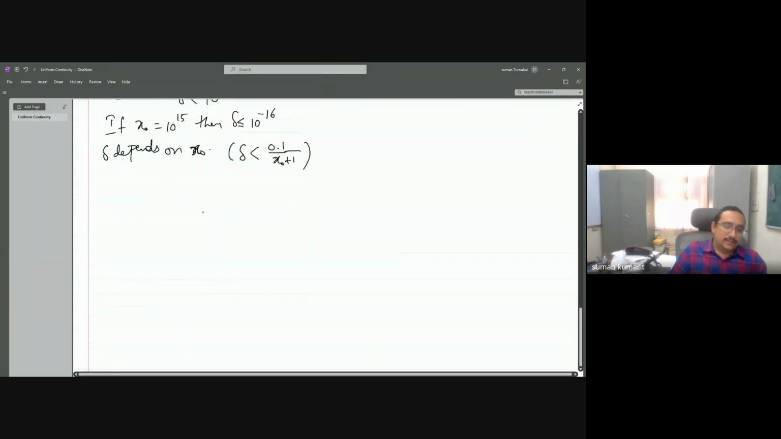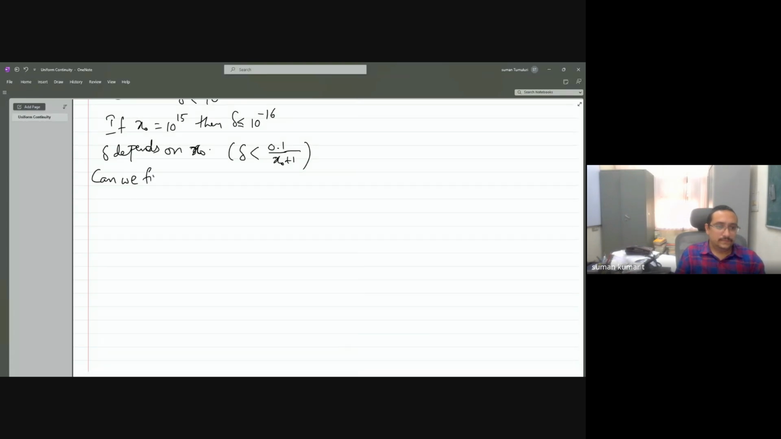So the question is, can you find delta positive such that delta is less than 0.1 by x naught plus 1 for every x naught positive? Is it possible? If x naught becomes larger and larger, then what about the denominator? It is going to infinity. So therefore this entire fraction goes to 0.